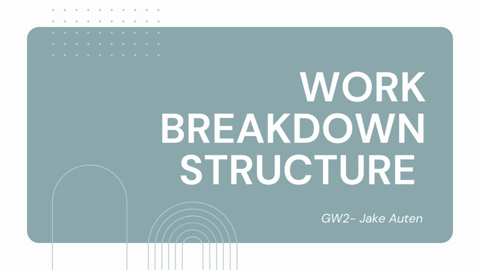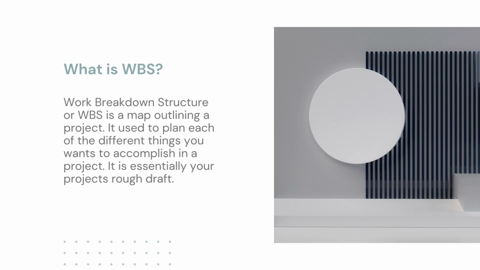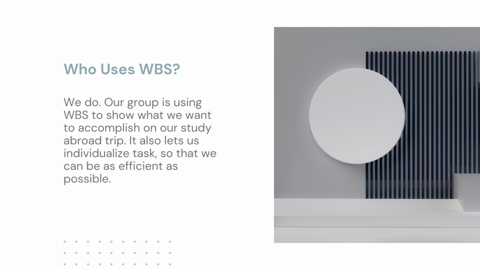This is the work breakdown structure presentation for the second group project. What is WBS? Work breakdown structure is a map outlining a project. It is used to plan each of the different things you want to accomplish in your project. It's essentially a rough draft or a map to your project.